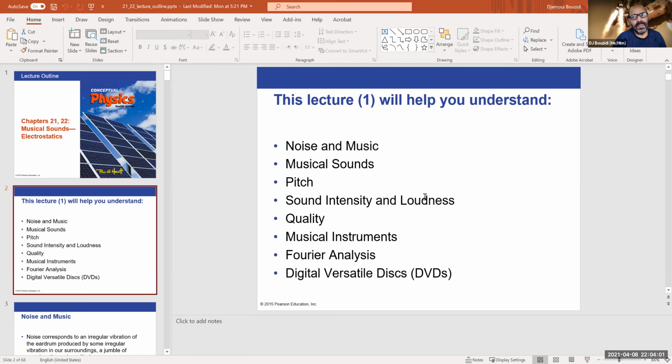The quality of sound again depends on interference, musical instruments, and Fourier analysis. Fourier analysis is when you take a signal and break it down into its harmonics, the different components in it. We're probably going to talk a little bit about DVDs. Is that technology outdated? Now, with the onset of cloud storage, everybody is streaming things online.